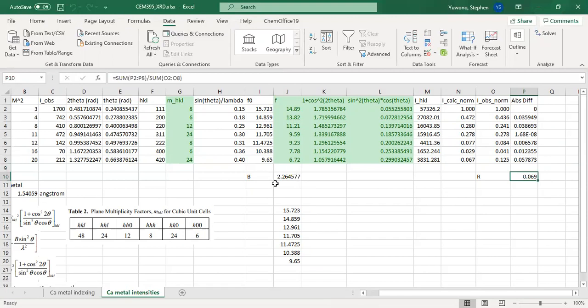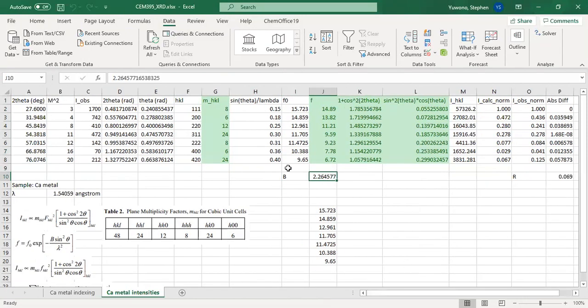Maybe you will start with a value of 0.1 or 0.2, but Solver will definitely help you find what is the value of B that will give you the best match between your calculated and observed intensities. Okay, so that's how you do the intensity calculation for the metal, and how to obtain the optimum value of the Debye-Waller coefficient to get the best match between calculation and observed intensities.